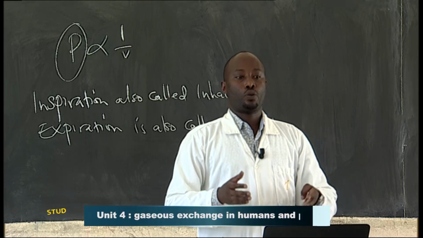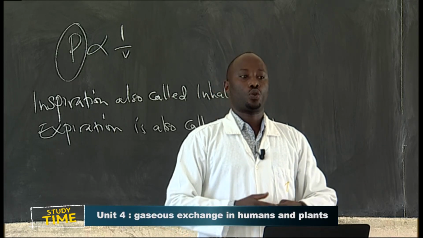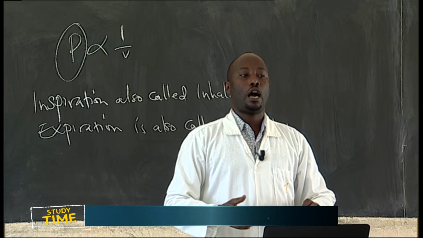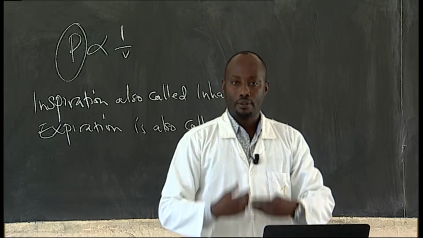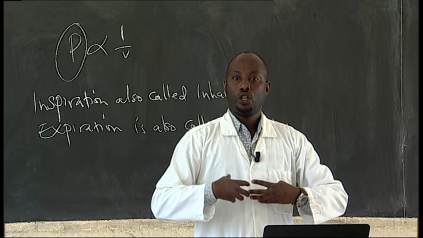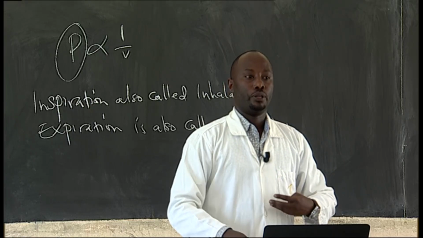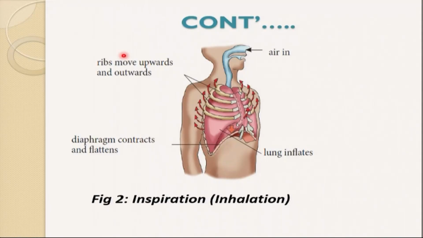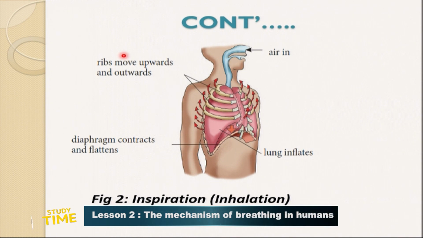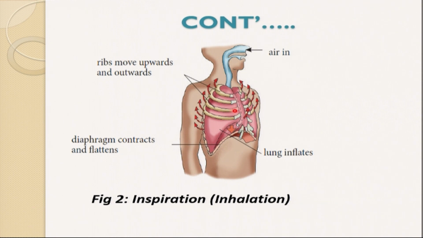While the internal intercostal muscles relax, as I mentioned, this causes the rib cage to move upwards and outwards. And that one must be showing the air must be drawn from outside to the inside. We have a diagram. Students, go through the diagram of inhalation, the breathing mechanism.